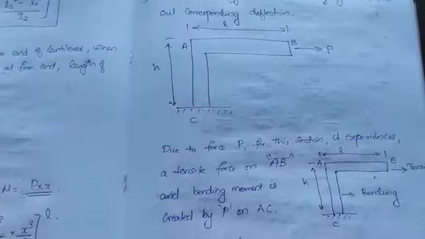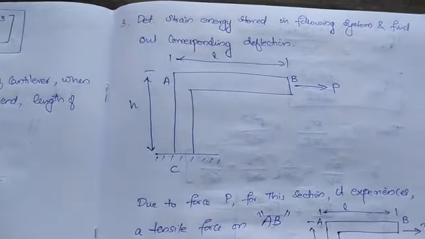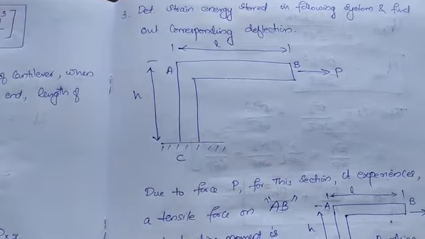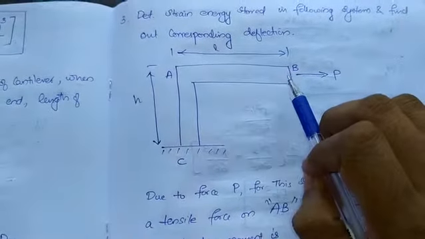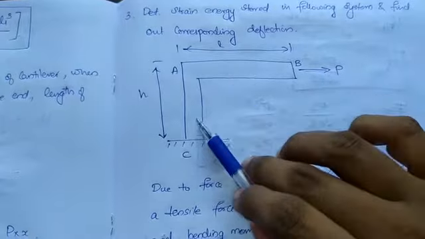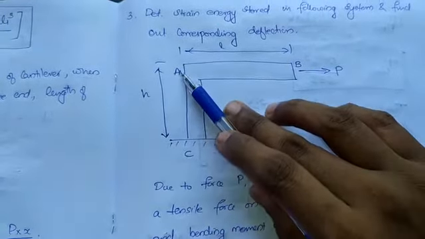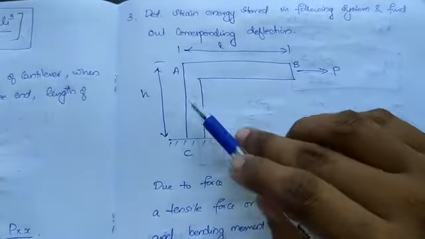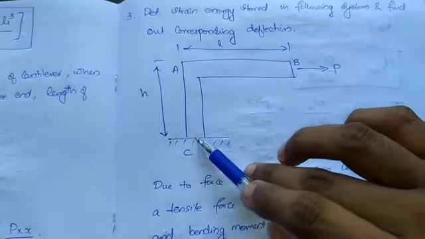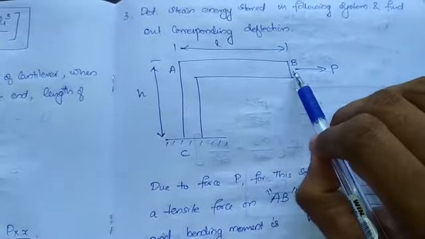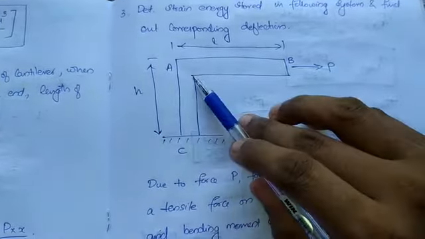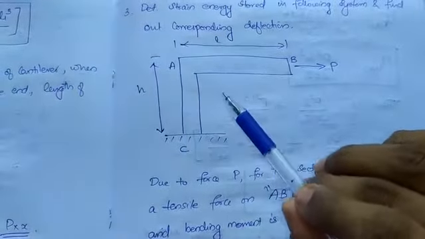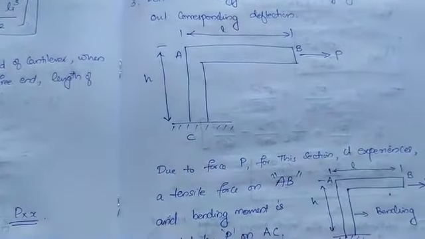Now we'll do one more problem in today's session. Determine strain energy stored in the following system and find out the corresponding deflection. So this is more interesting. You have two sections. This is somewhat an angle section. Its height is h and L is its length. So here if you divide it in two sections like AC and AB, in AB there will be a tensile load, and in AC, due to this load P, this will bend. There will be a bending moment. So two equations we have to use.